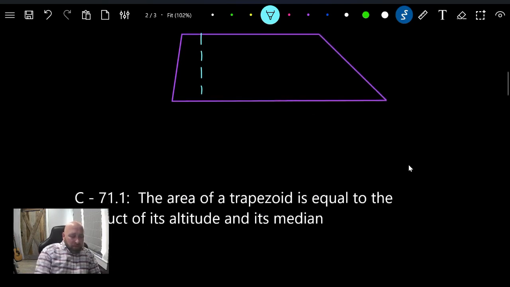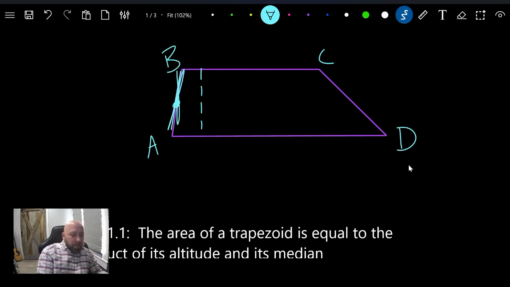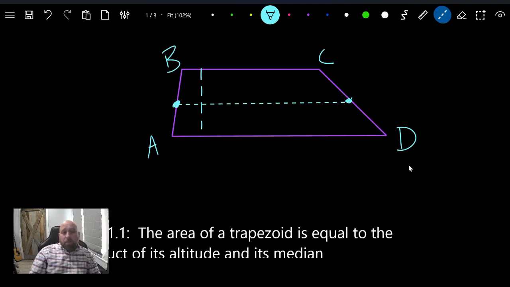So what does it mean when it says median? When it says altitude, obviously it's the distance from the top to the bottom. What does it mean when it says the median? What you would do is take a point on this middle, we'll call this A, B, C, and D. So you take the median point between A and B. Then you take the middle point between C and D. And this line that's created, I'll put this in here as a dotted line. This dotted line that's created right here is going to be the median of the trapezoid.